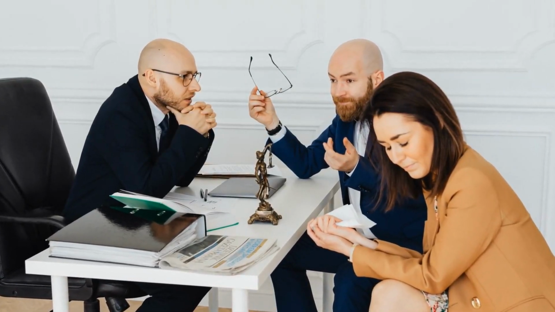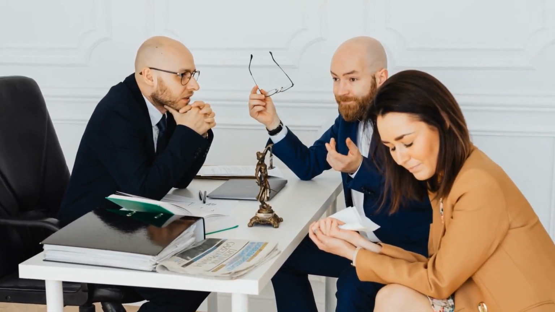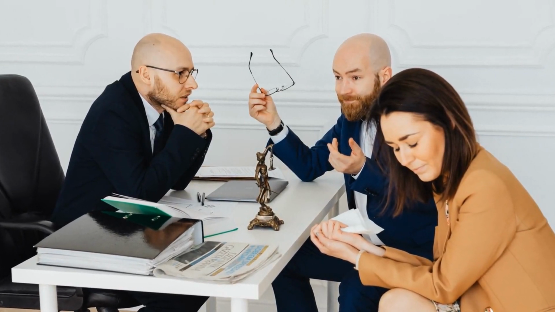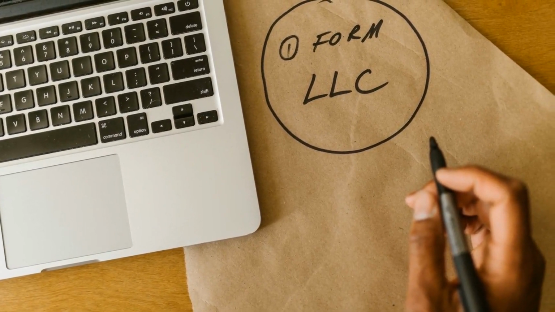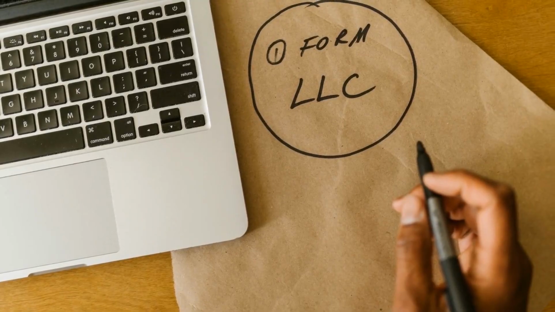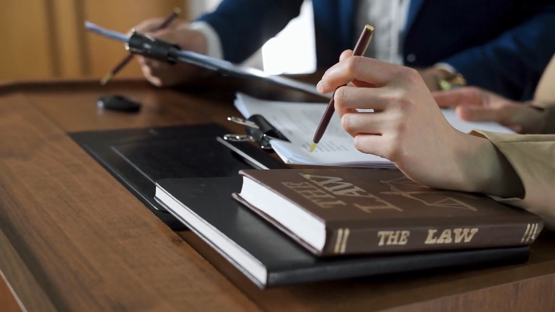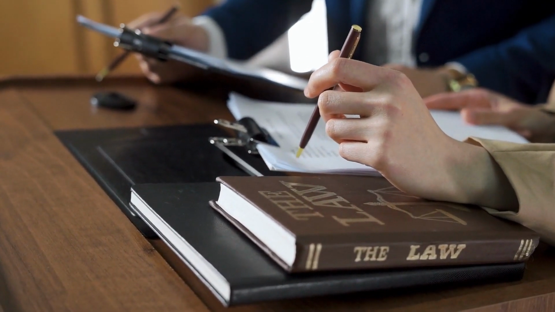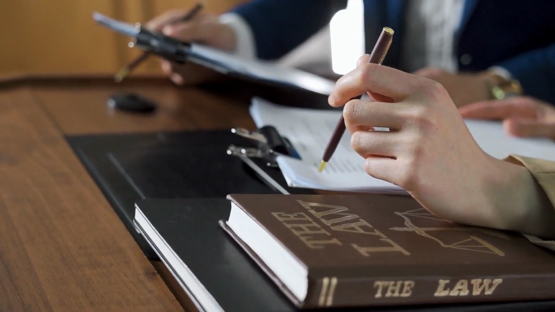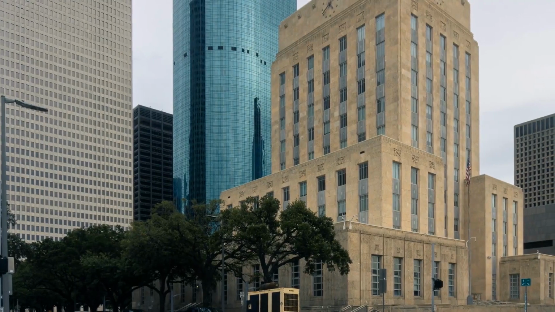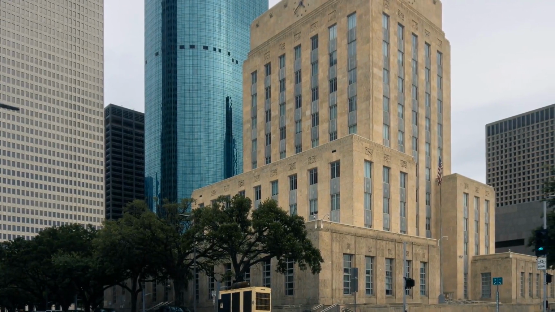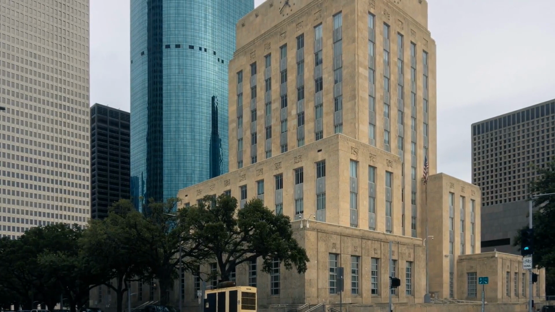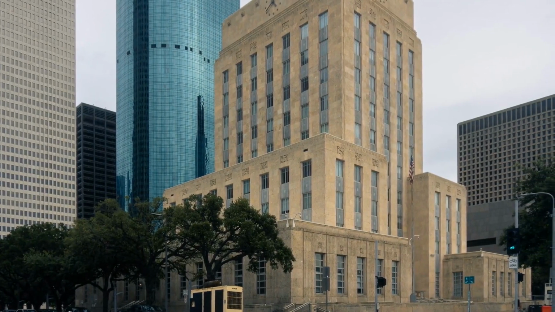To form an LLC in Texas, start by conducting a name search on the Secretary of State website to ensure your desired business name is available. Your company name must include designations like LLC, limited liability company, or other approved variations. After securing your business name, appoint a registered agent based in Texas who will receive legal documents on behalf of your company. Next, file the certificate of formation with the Texas Secretary of State, along with a $300 filing fee for domestic LLCs or $750 for foreign LLCs.